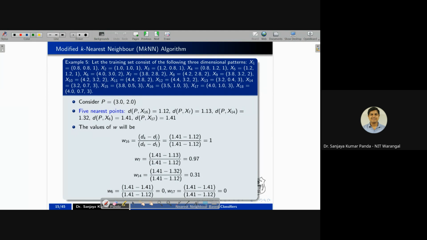Let me write here so that you can understand more clearly: P, x16, x7, x14, x6, and x17. Now we have to calculate the weight values for these patterns. Let's say the weight value of x16 is W16, then W7, W14, W6, and W17. In order to calculate W16, you will use the formula dk minus dj divided by dk minus d1.